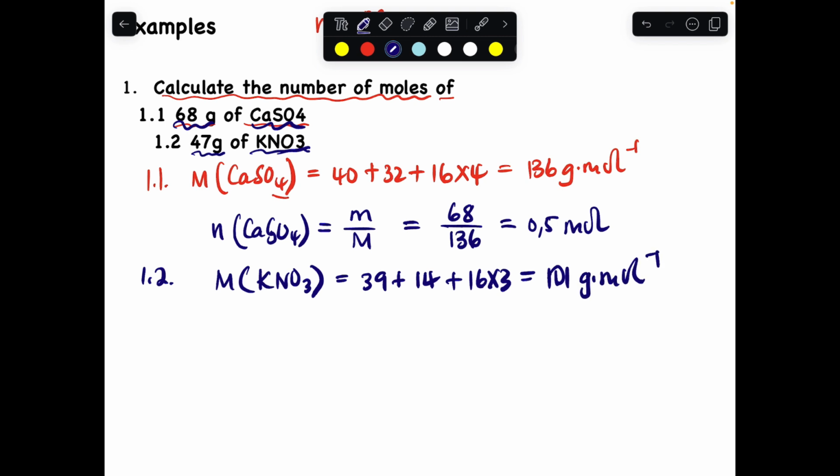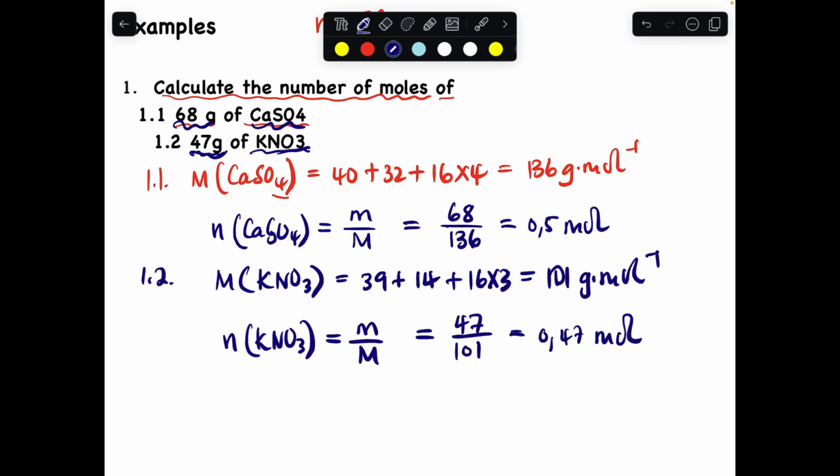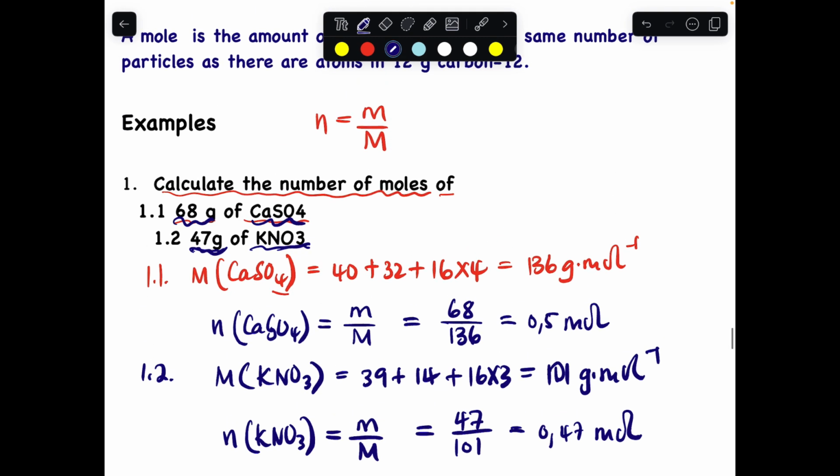So now we go back to the formula that says number of moles of what? Potassium nitrate. It's going to be mass over molar mass. The mass we're given there is 47, and then it's going to be 47 divided by 101. So it's going to be 0.47 mole. Right, guys, I hope that makes sense, calculating the number of moles.